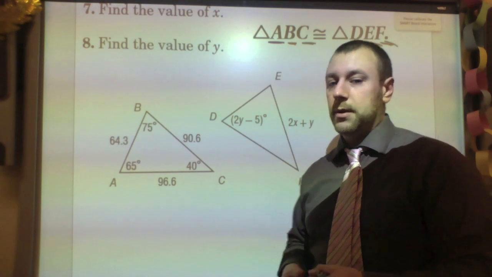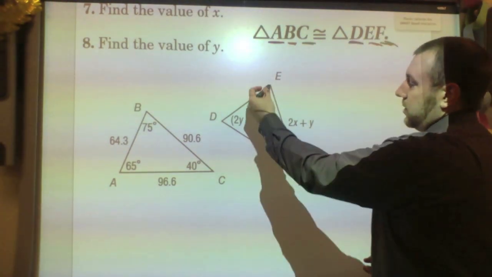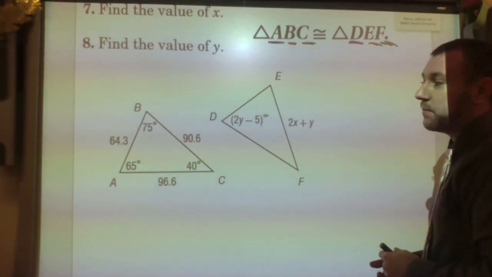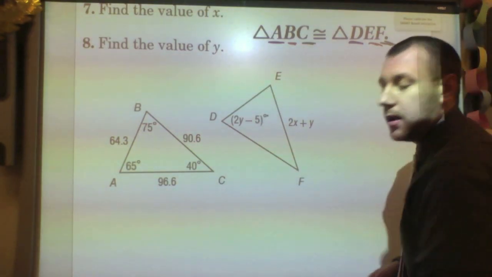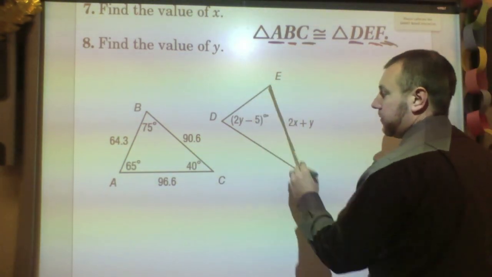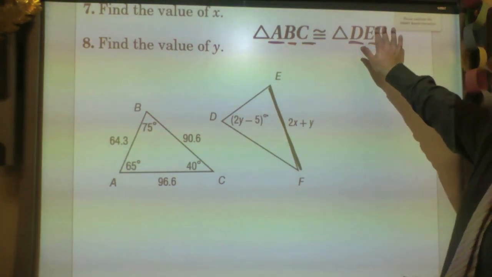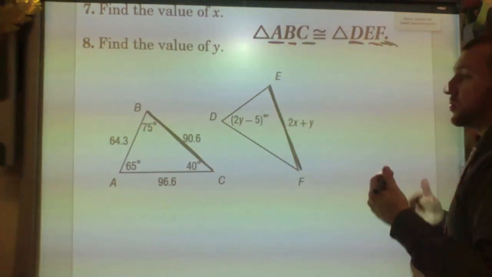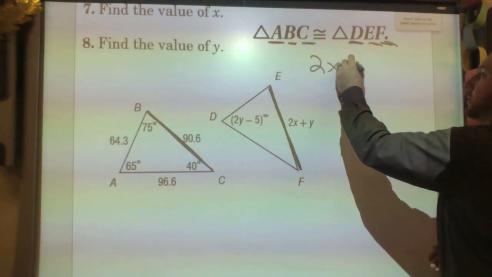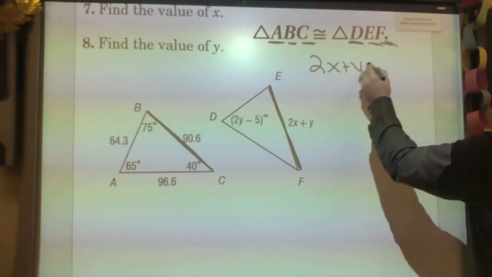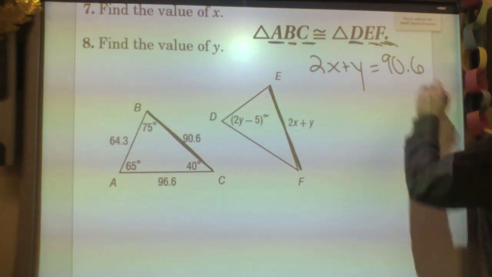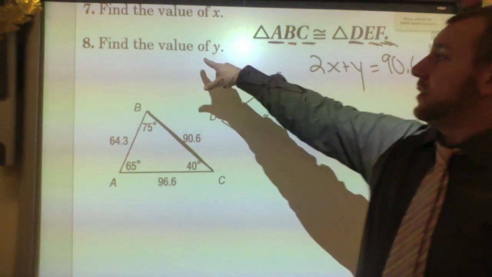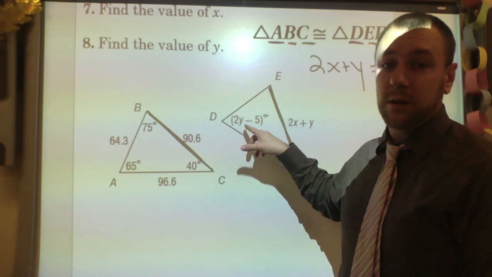Well, let's match this up. This is an angle, this is a side, right? I can tell by the degrees, I can tell by just this being on the outside. So let's see what we can match up here. Well, this is EF, right? What matches up with EF in the other triangle? BC. So that's this triangle right here. So I know 2x plus y, because they're congruent, has to equal 90.6. Well, I can't solve an equation with x and y. So let's move on to try to figure out if we can find out what x or y is.